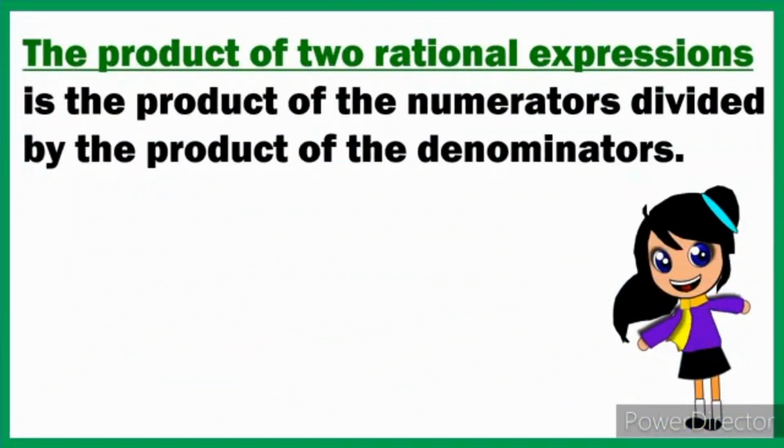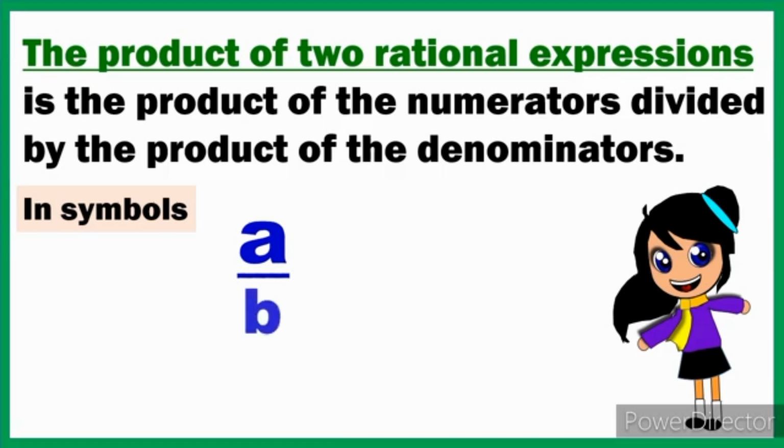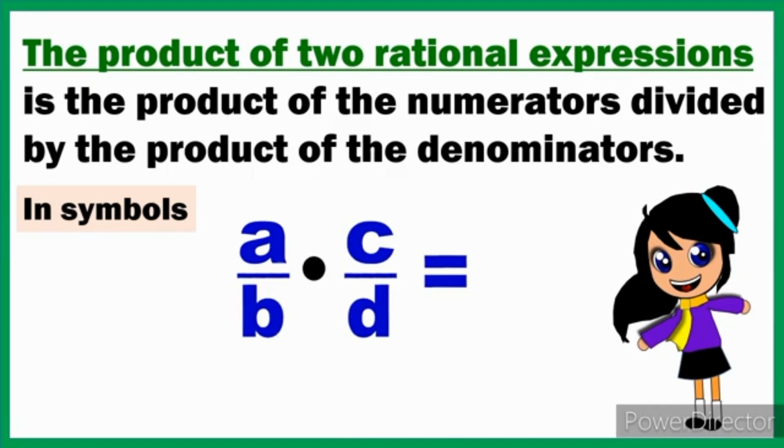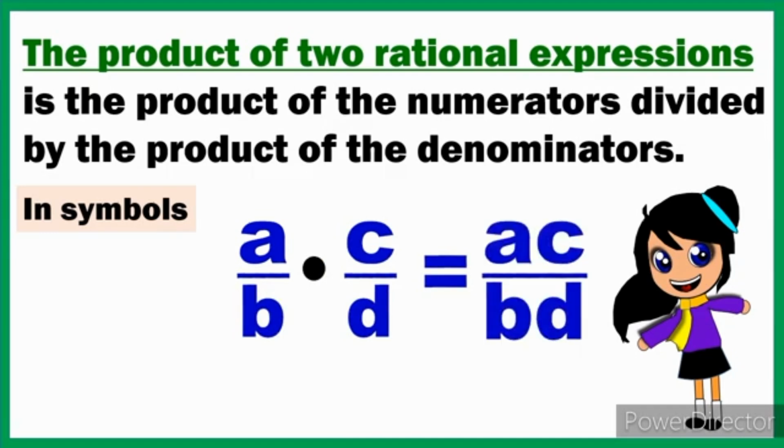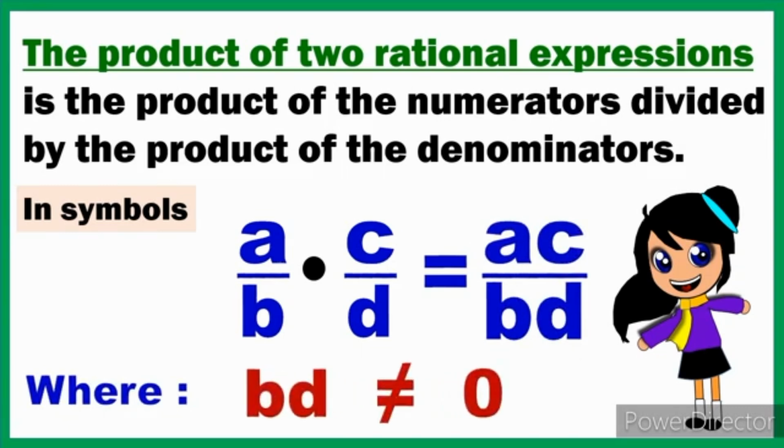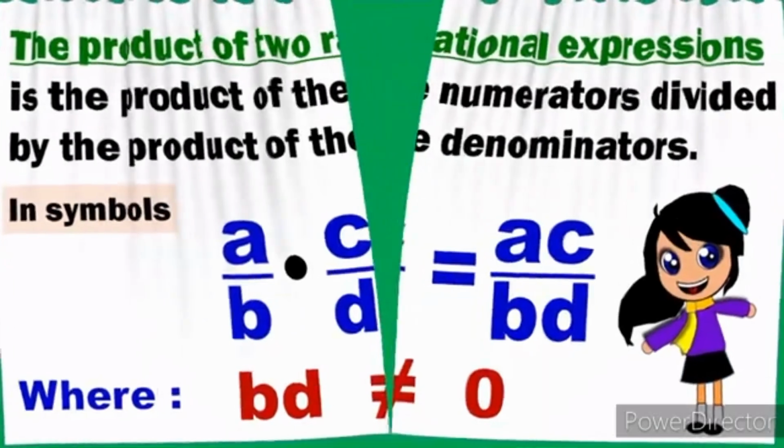To multiply is to find the product. The product of two rational expressions is the product of the numerators divided by the product of the denominators. In symbols, we have a over b times c over d equals a times c over b times d, where bd is not equal to 0. So, dapat hindi 0 ang nasa denominator or walang 0 sa denominator.